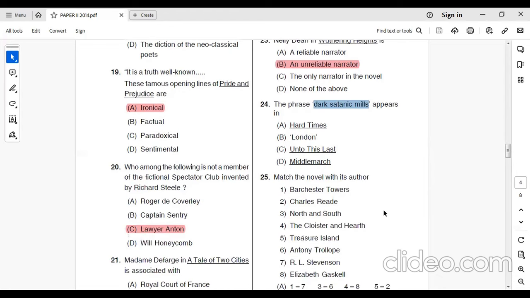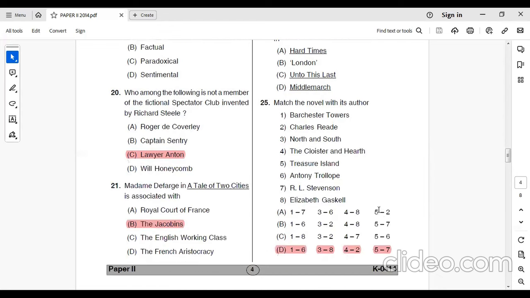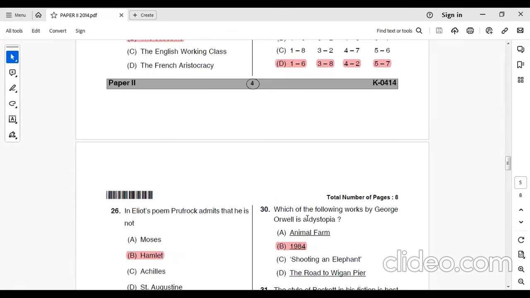Now, match the novel with its author. So I'm going to match it with the help of this answer. The answer is here, 1 to 6. Barchester Towers, written by Anthony Trollope. North and South, written by Elizabeth Gaskell. The Cloister and the Hearth, written by Charles Reade. And Treasure Island, written by R.L. Stevenson. Now we are moving to question number 26.